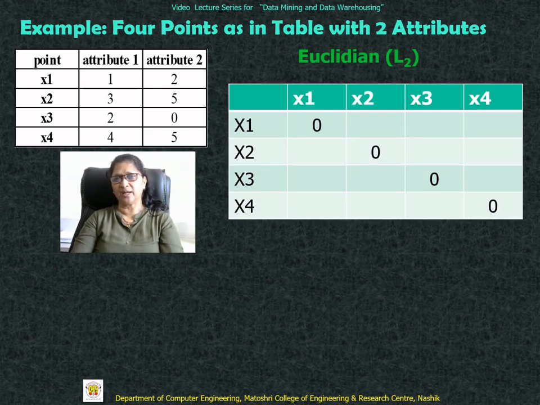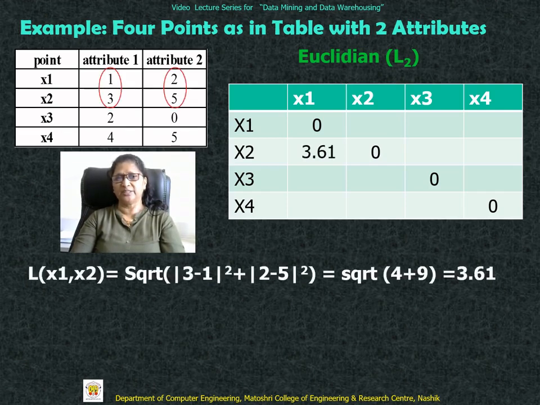Again, diagonal values are 0. To compute Euclidean distance between pairs, that is x1, x2, x1, x3 and so on, you know that what we have to do is take the square root of the sum of squared differences between attributes. So for x1 and x2, the distance with respect to Euclidean distance, that is the L2 norm, is the square root of 3 minus 1 squared plus 2 minus 5 squared. So the square root of 4 plus 9, that is the square root of 13, comes out to be 3.61.